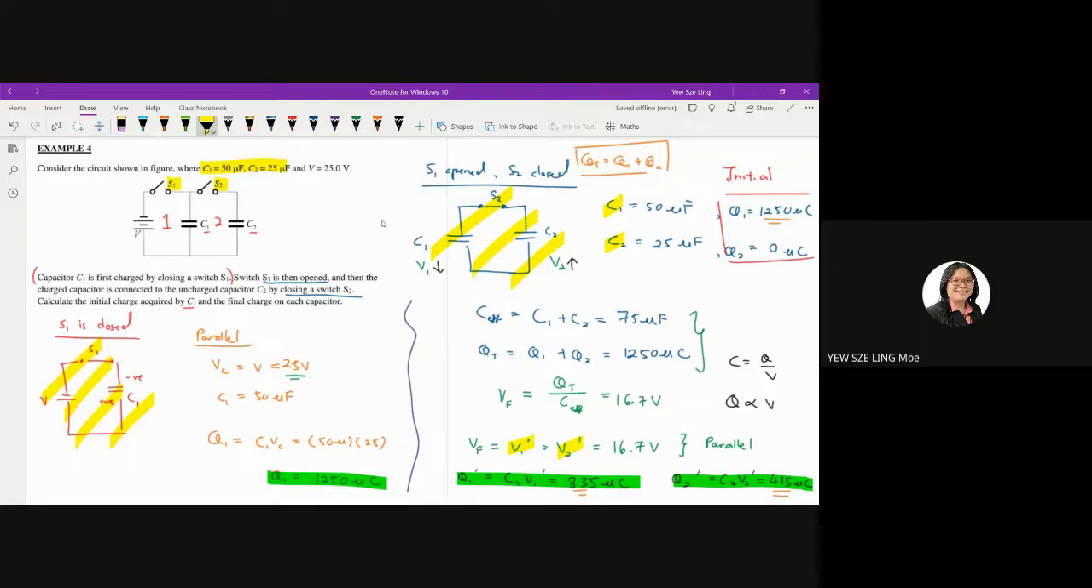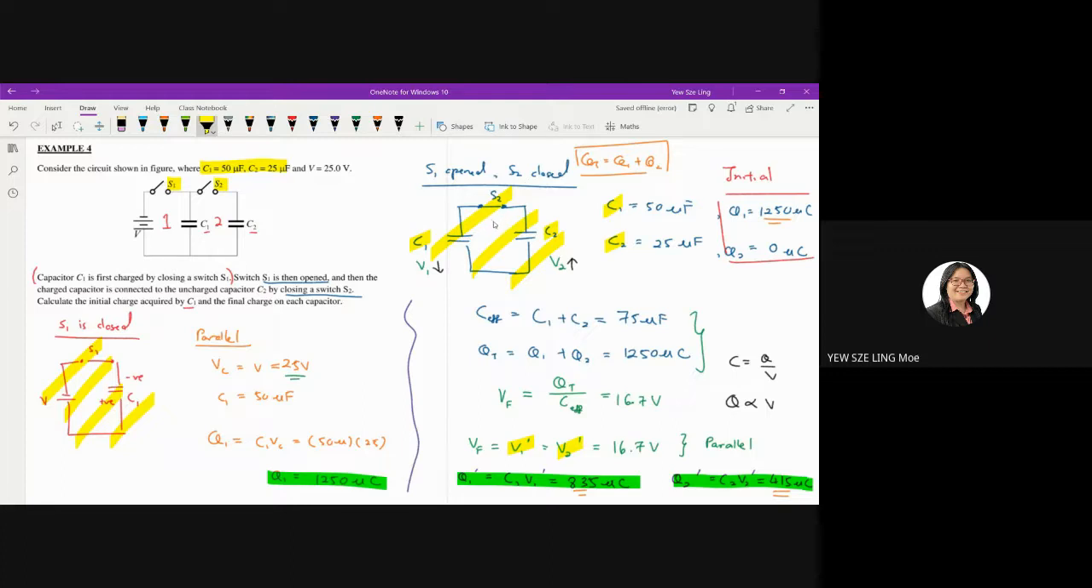Which one undergoes a charging process? Which one undergoes a discharging process? So obviously, in this blue diagram, C1 is discharging and C2 is charging. It's being charged by another capacitor, not the power supply. And when C1 undergoes discharging, V will drop, therefore it cannot maintain 25 volt. If both of them are being charged by the power supply, then the voltage will remain at 25 volt.